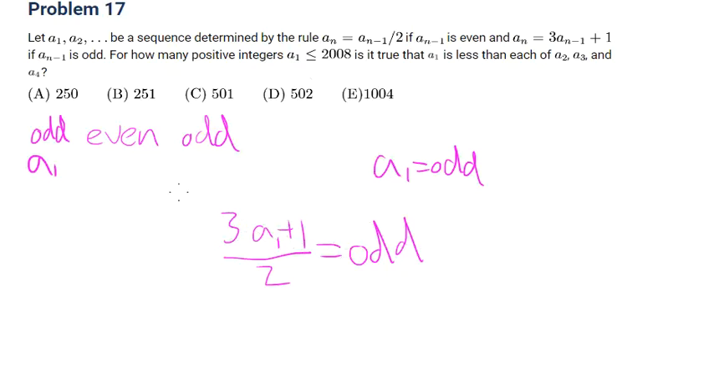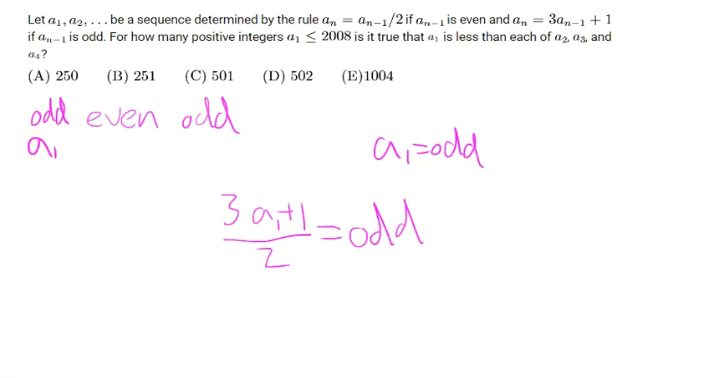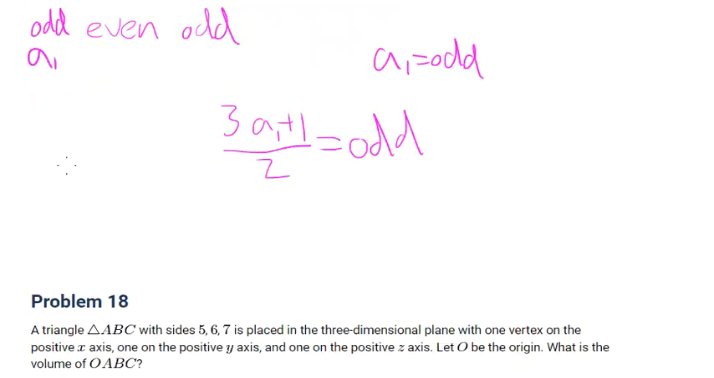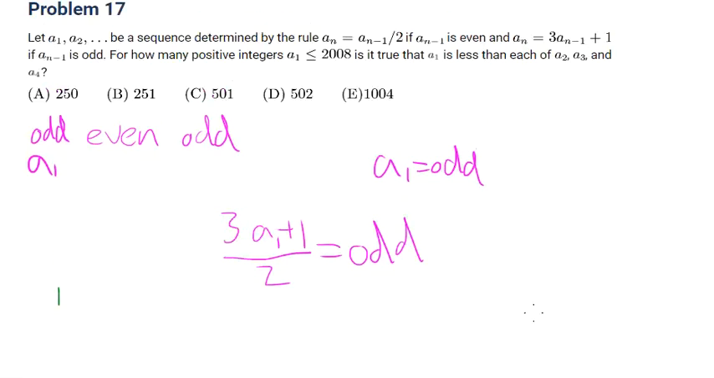Now we should calculate the value of this. Let's compute the value of this for all the odd numbers. Okay, let's see if we can find a pattern. Just ignore the problem 18 down there. 1, 3, 5, 7, 11, 13, 15, 17, and so on.